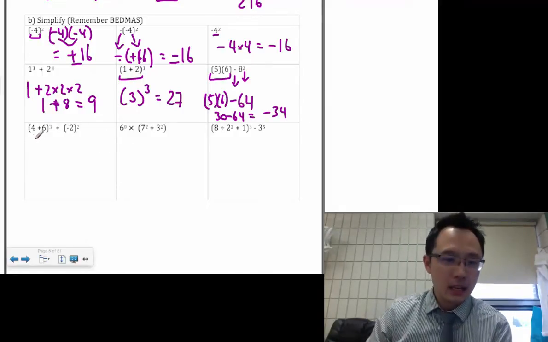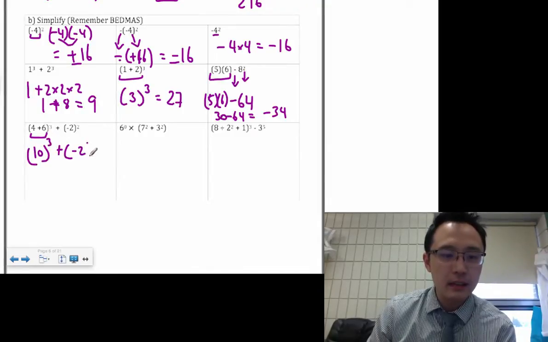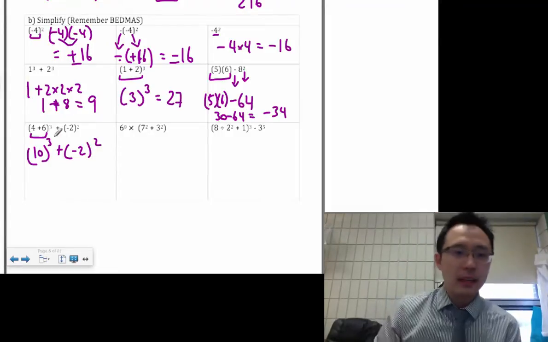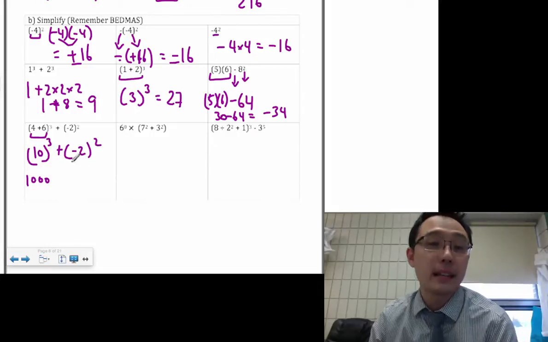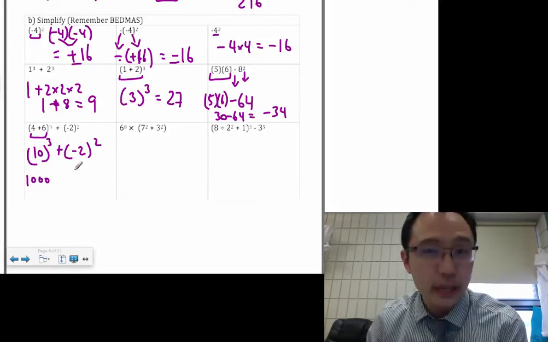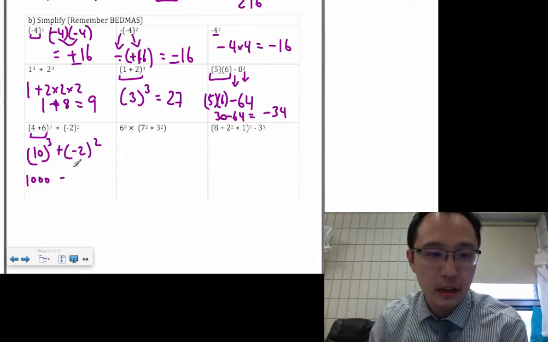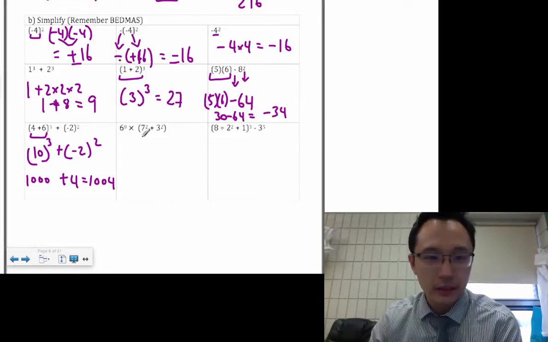Look at that. BEDMAS. Brackets first. Inside brackets is going to give me 10. And I have an exponent on the outside. And I'm going to rewrite all this stuff. Don't be lazy. Write out all the steps. 10 to the power of 3, this is going to be 1,000. 10 times 10 times 10 is 1,000. -2 to the power of 2, -2 squared. Remember, gift wrapping, negative times a negative is positive. 2 times 2 is 4. So the answer is 1004.